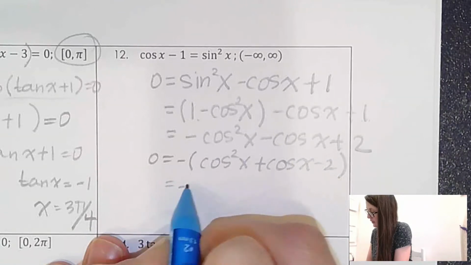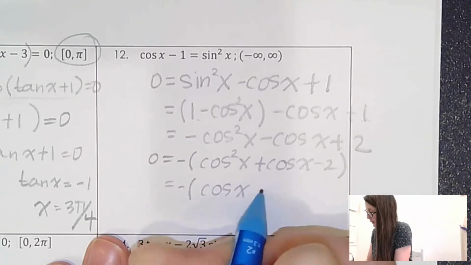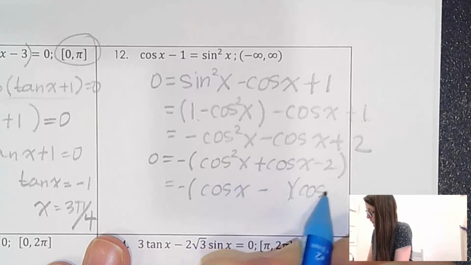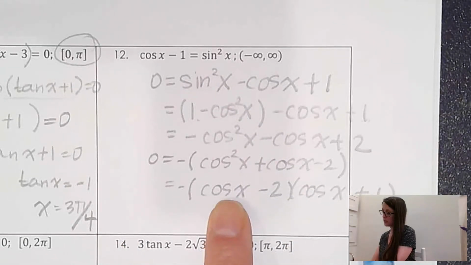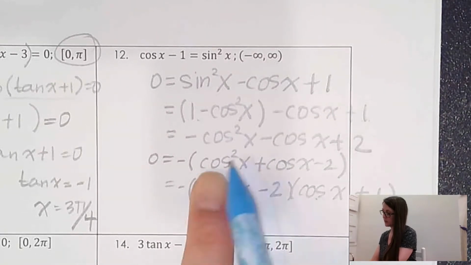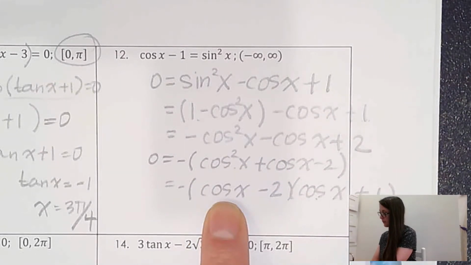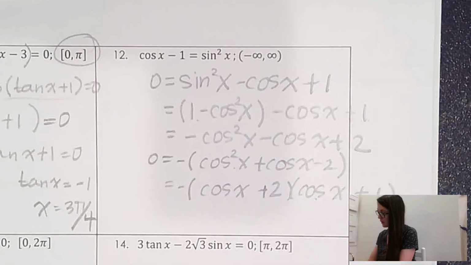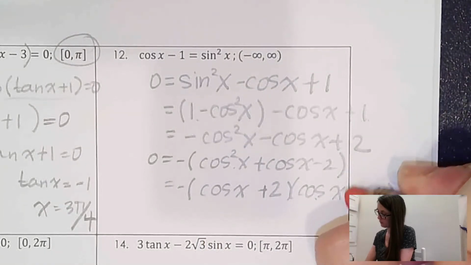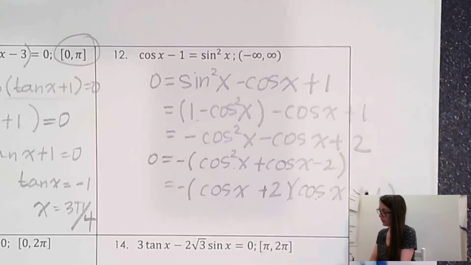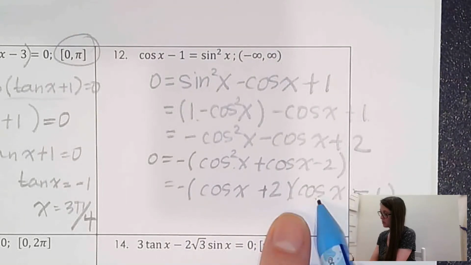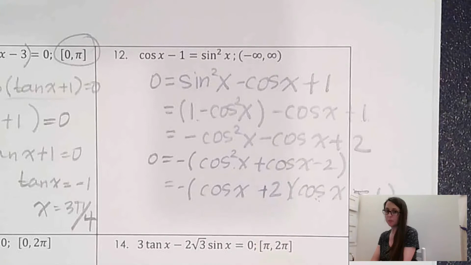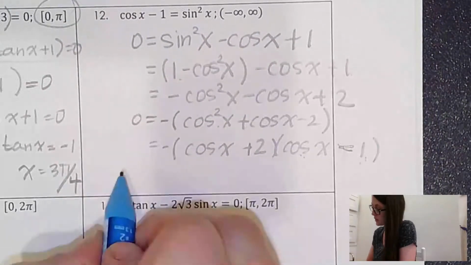So I need to factor, so this will be cosine of x minus something, and then cosine of x plus something. So it's a negative 2, so one's going to be a negative and one will be a plus. So cosine times cosine is cosine squared. This should be a positive and a negative here. So this will be a negative 1 plus a 2, so that's a positive 1. And then when you multiply, there we go. All right. So now we'll set both of those equal to 0.